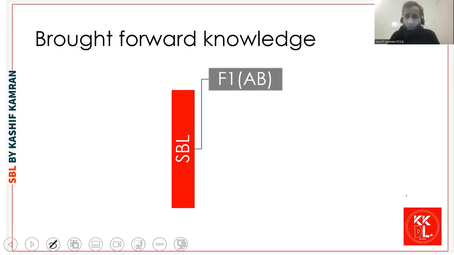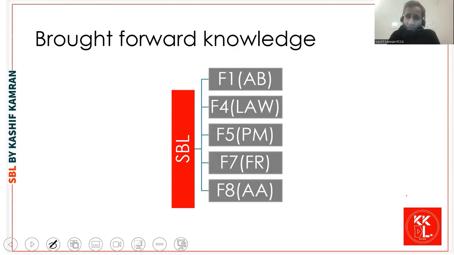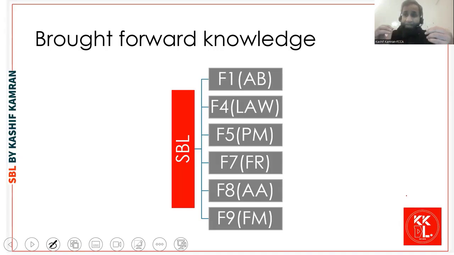This is the brought forward knowledge: your knowledge from the F1 paper, the AB paper, the F4 paper, the law, the F5 paper, the PM, the F7 paper, the financial reporting, the F8 paper, the AA, and the F9 paper, the financial management. It's not about whether you remember them. If you have not done them and you were exempted from a paper, what would you do? Nothing. You should just be relaxed because the course on the portal covers every aspect. It's not as if something done in F5, F7 or F8 will not be done again. But yes, ACCA believes that when you are doing a paper at a strategic level, you have the knowledge coming from the applied skills level, because that's how the qualification structure has been put in by ACCA.